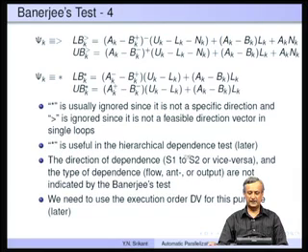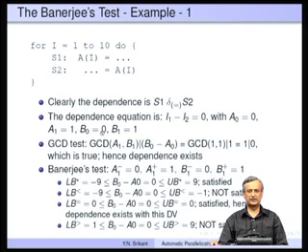Star is very useful in the hierarchical dependence test. We are going to see that a little later. But even then, the direction of dependence, whether it is S1 to S2 or vice versa, and the type of dependence, flow, anti or output, are not indicated by Banerjee's test. So, we need to use the execution order direction vector for this purpose, and we will see how to do this a little later. Let us look at some examples of using Banerjee's test.